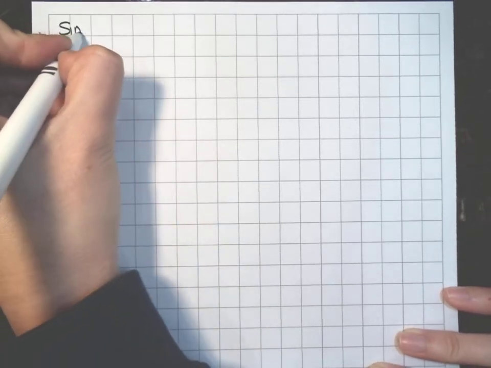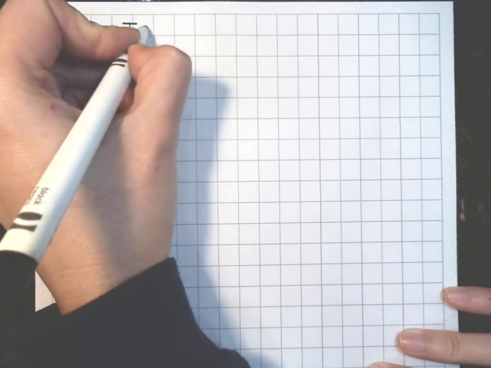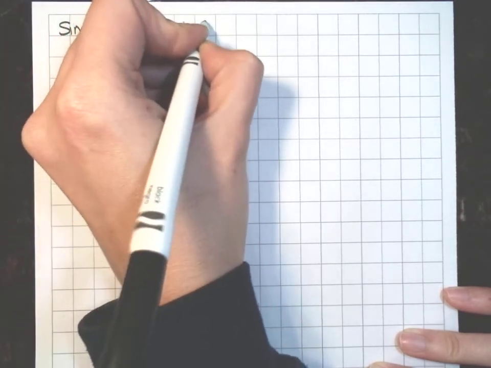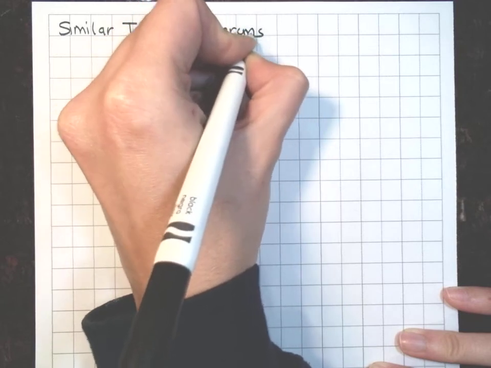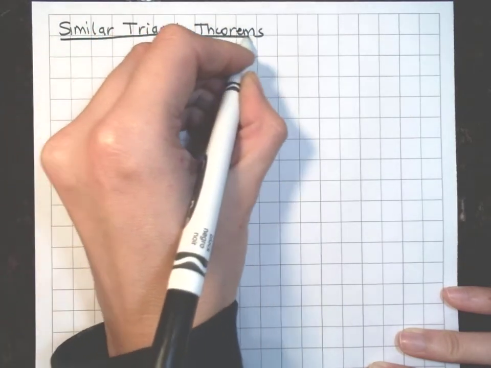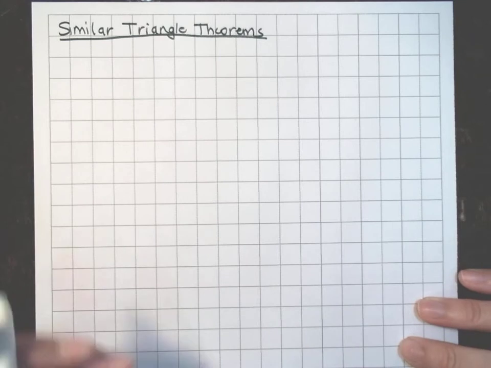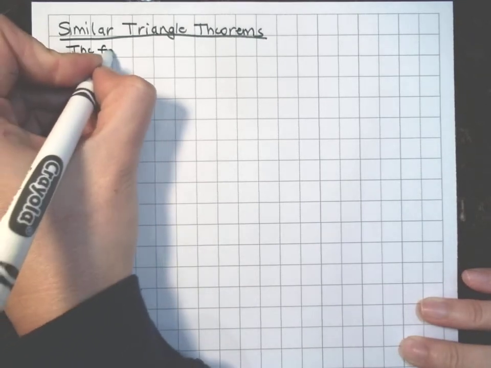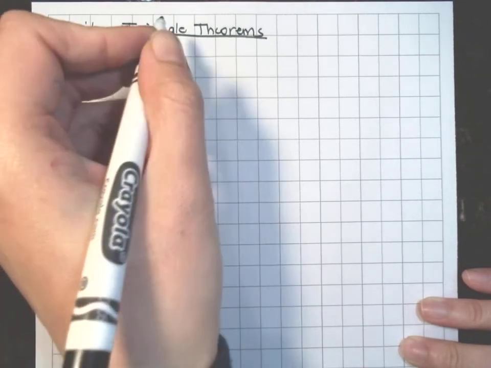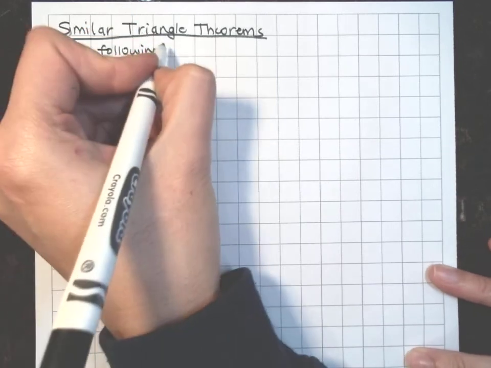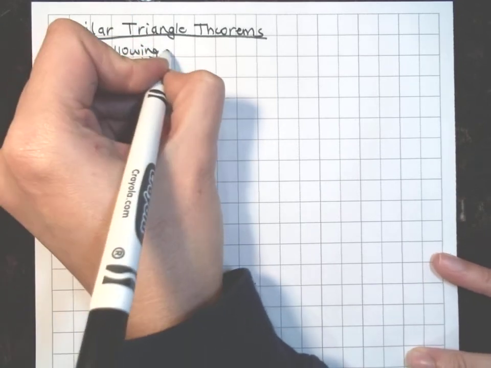Hi, okay, so today we are going to be going over similar triangle theorems. So, theorems that we can use to determine whether or not two triangles are similar. The following theorems can be used to determine if triangles are similar.